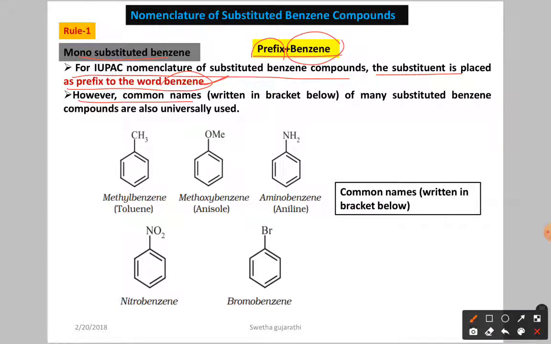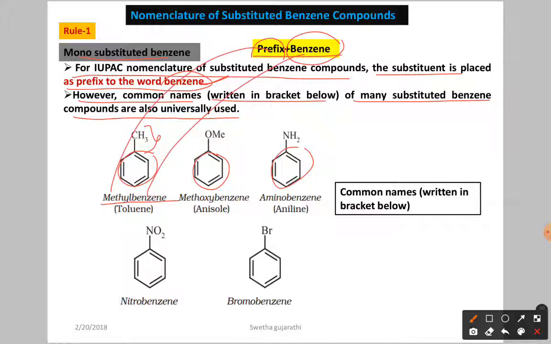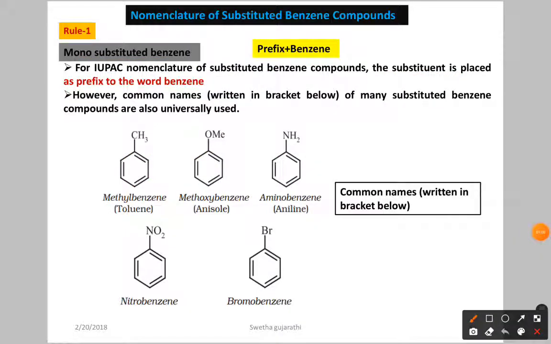However, common names written in brackets below many substituted benzene compounds are universally used. Here you can see, all of these have the benzene ring. In the benzene ring, if one substituent, that is methyl, is there, it is called what? Methyl benzene. Here the prefix is methyl, and we end with the word benzene. So this is methyl benzene. Now the common name is toluene. Already we told you to remember the common name and the IUPAC name. So methyl benzene is the IUPAC name and toluene is the common name.